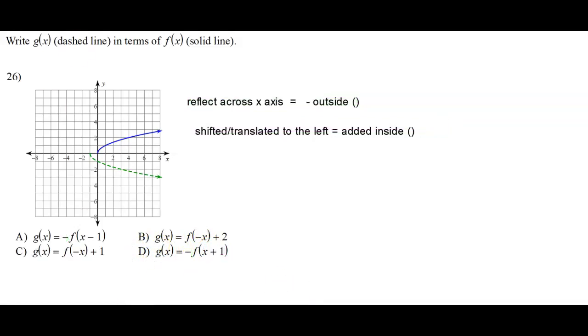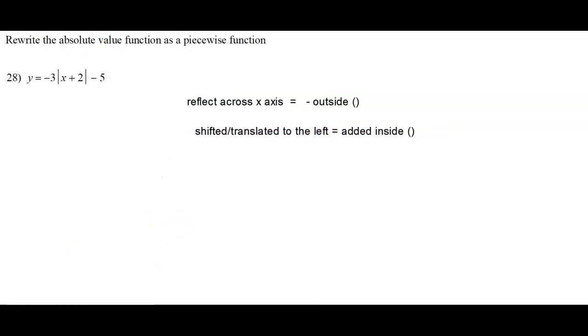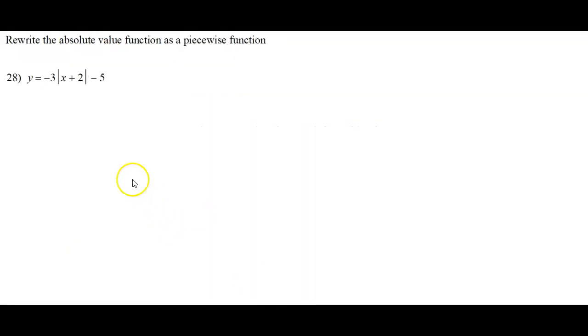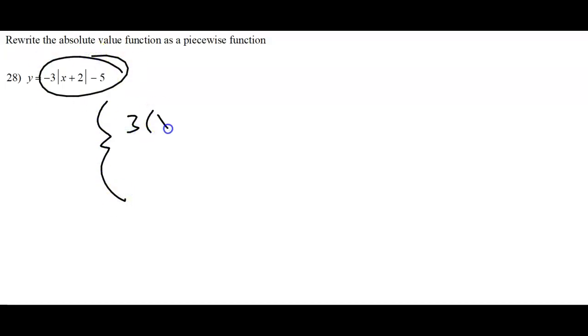All right, let's go ahead and move on here, number 28. So now we're switching gears here. We're all done with the transformations. This one is asking me to rewrite this absolute value function as a piecewise function. All right. Well, to do that, it's not too bad. All we have to do is take this expression, and I'm going to write it twice. But when I do that, I'm not going to have absolute value bars anymore. I'm going to put parentheses.